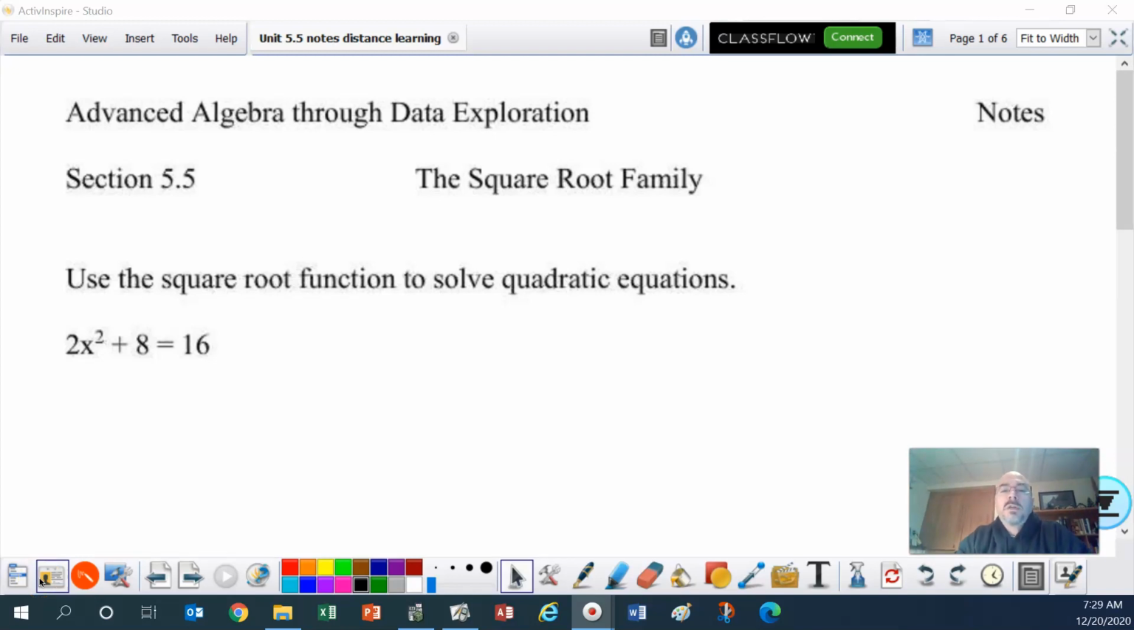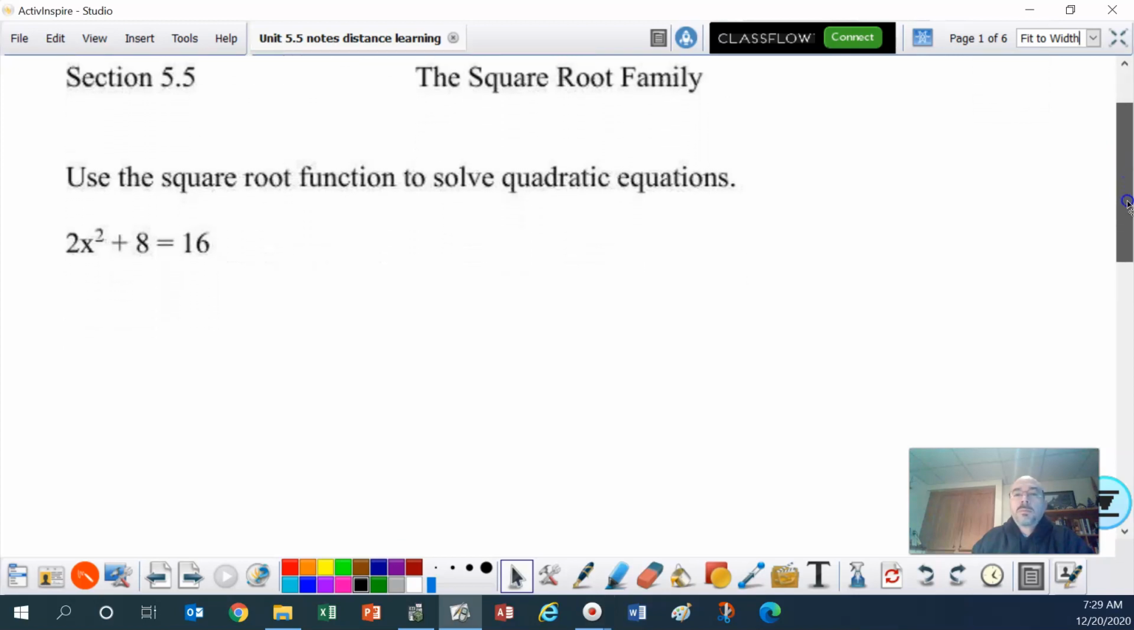We are on Unit 5.5. Today we're going to be looking at the square root family. The first thing we're going to do is some solving of quadratic equations, and we're going to be using the square root to help solve them. Let's do two of these before we move on to something else.